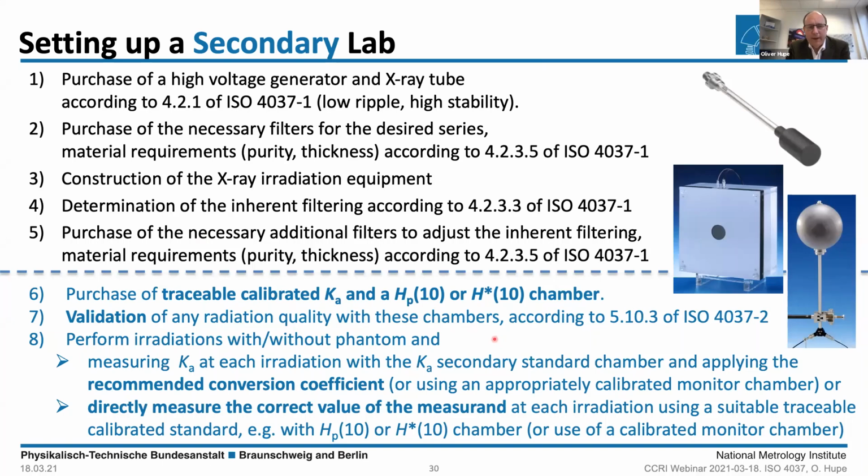And then you perform, after validation, your irradiation with and without phantom, depending on whether it's HP or H*, measuring Ka, the air kerma, at each irradiation with the air kerma secondary standard chamber and applying the recommended conversion coefficient, or you also can use a calibrated monitor chamber. So you can measure air kerma, apply the recommended conversion coefficient, and then you get the phantom related quantity. Or you directly measure the phantom related quantity by using a suitable secondary standard, or you can also calibrate your monitor chamber in this quantity.